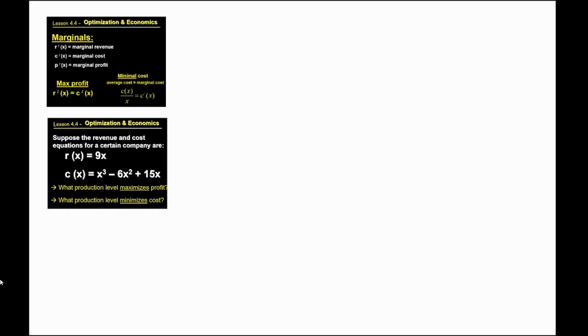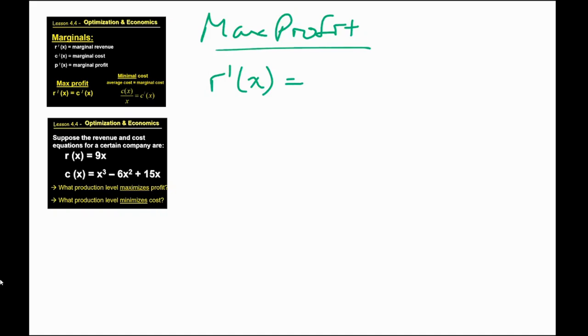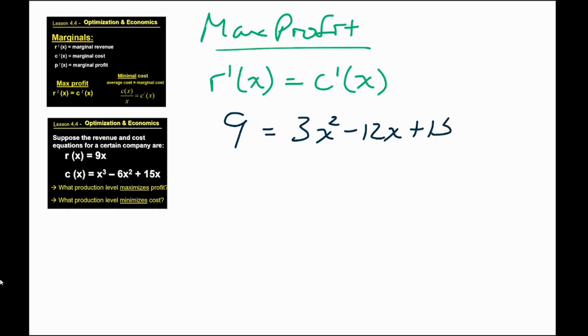So max profit. We had this little fact that it is when the marginal revenue is equal to the marginal cost. Of course, basically the derivatives are equal. So let's do the derivative of the revenue. It's just going to be the derivative of 9x, so that's 9. And we'll do the derivative of our cost equation, a little bit more of the power rule being used, but basically we get a nice little 3x squared minus 12x plus 15.